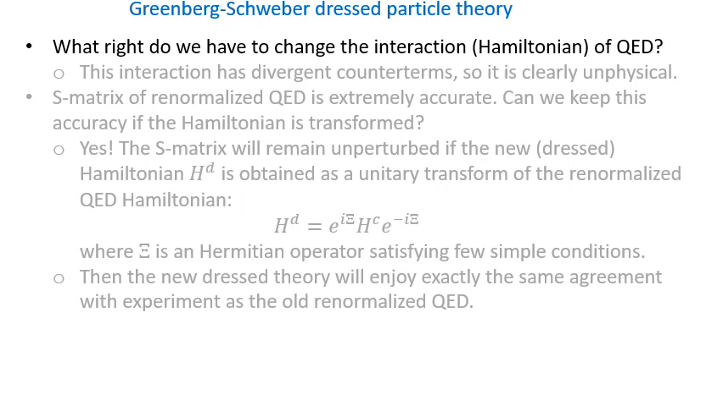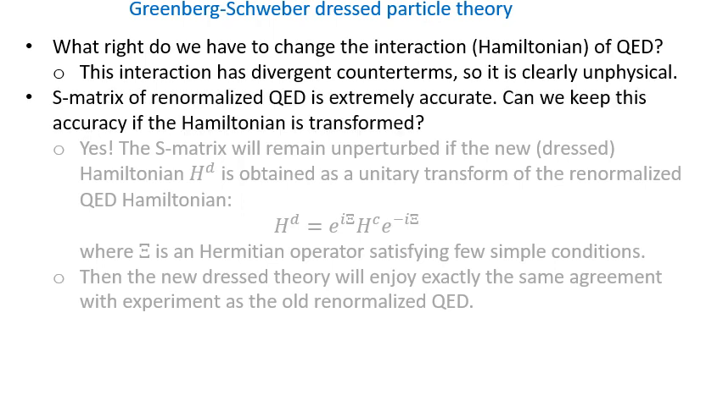However, the above plan raises a couple of concerns. First, what right do we have to change the interaction Hamiltonian of QED? But we can answer that this interaction was utterly unphysical. It had only troublesome virtual and renorm terms. Moreover, the counterterms were divergent. So we have a good incentive for trying to modify this interaction.